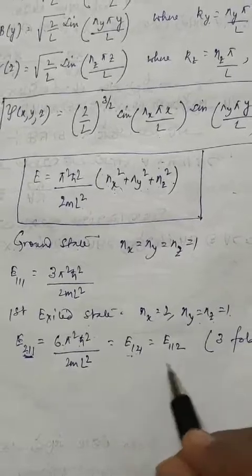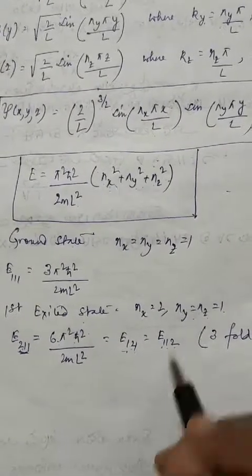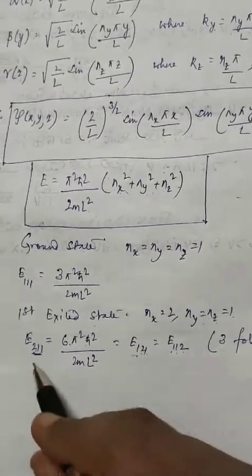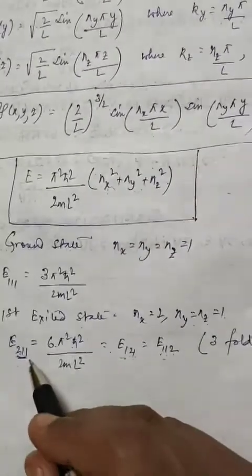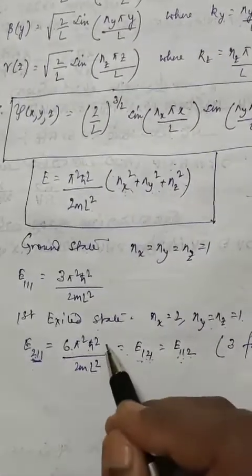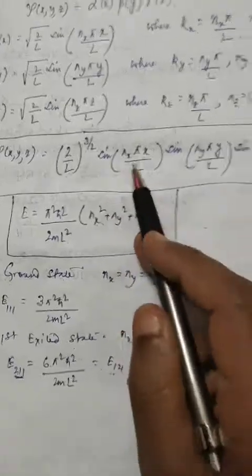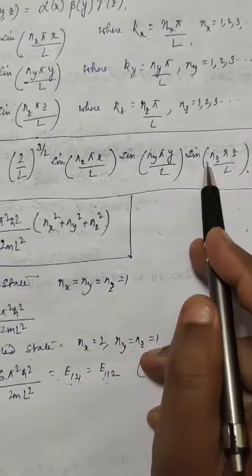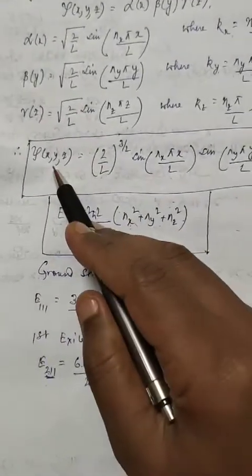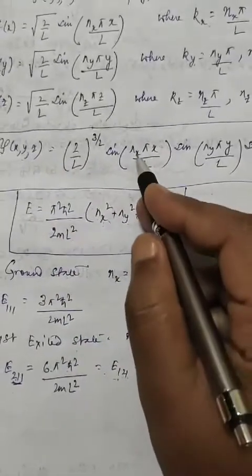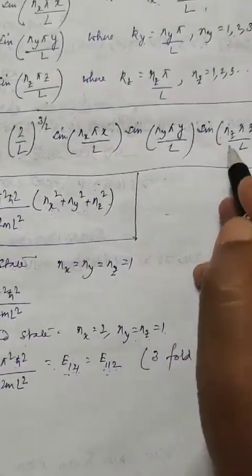Nx, ny and nz are integers. All the three different combinations have the same energy, but different combinations of nx, ny and nz will give rise to a different psi. Let's say nx is 2, ny is 1, nz is 1.